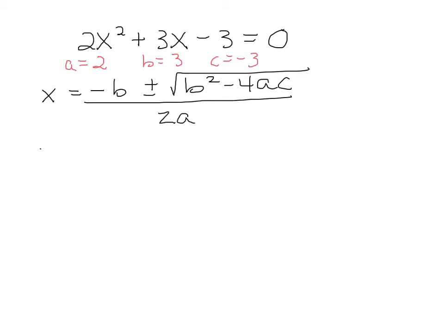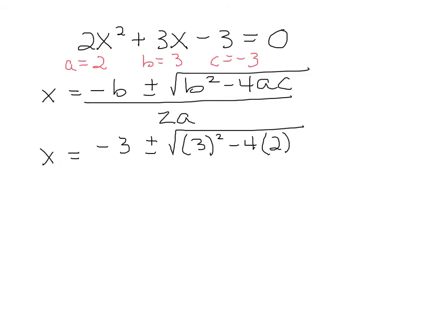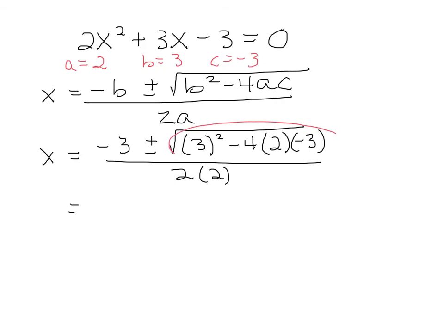Alright, so starting with the opposite of b. This time our b number is positive 3, so when we put it into the formula it will be negative 3, the opposite of the b number, plus or minus square root b squared. So now we have a 3 that's got to get squared, minus 4 from the formula times the a number 2 times the c number negative 3, all over 2 times the a number, which is 2. Okay, so just like before, we're going to start by attacking what's under the radical. So negative 3 plus or minus square root gets copied. The 3 squared, 3 times 3 is 9.